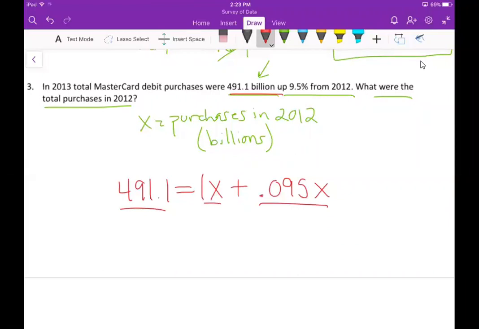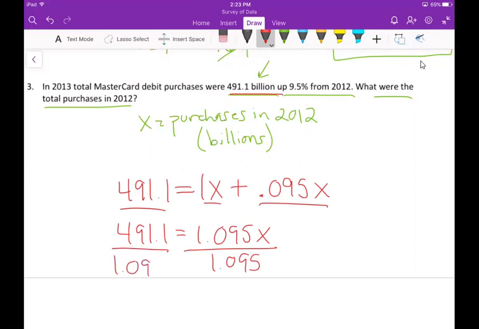Here again, we have a 1 in front of X, so we're going to add 1 plus 0.095 to get 1.095 times X, and then that's being multiplied by X. So we will divide by 1.095 on both sides. Definitely need to grab a calculator here. Take 491.1 divided by 1.095. When you do that, again, this was rounded to the nearest tenth, so I'm going to round my answers to the nearest tenth. $448.5 billion is what we get for X.